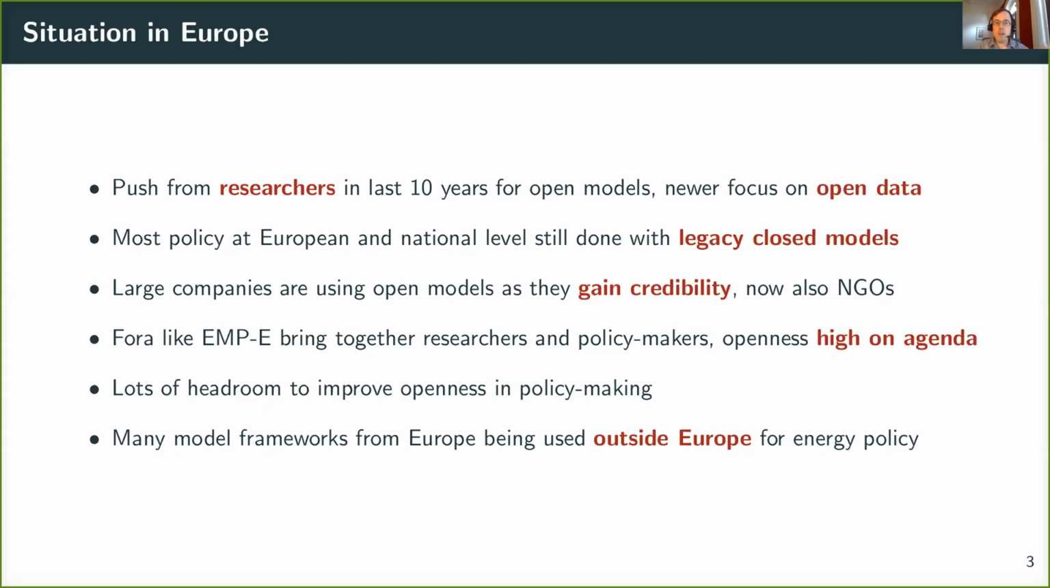The groups which are interested in the open modeling are those who don't yet have an established modeling process. So that could be companies, for example, who are looking to understand their business models in these future net zero worlds, or also countries outside Europe, for example, who are using some of the frameworks. But we do see increasing interest in the policymakers, and they're also funding some of that modeling.